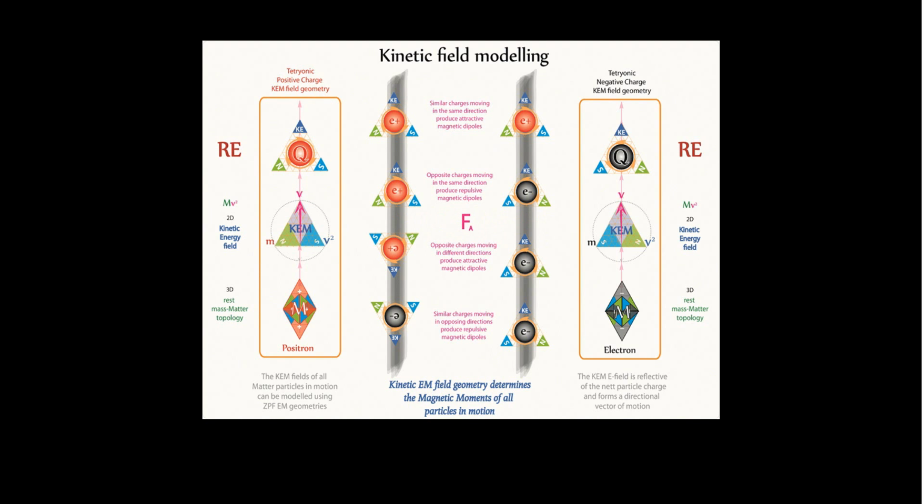And we can simply, and this is one of the exciting things for me, simply draw the KEM field around the particle. In the case of an electron, it has a negative KEM field, south-north, pointing in the direction of motion. So if you reverse the direction of motion of this electron, you would in fact have a north-south, or a reverse field.